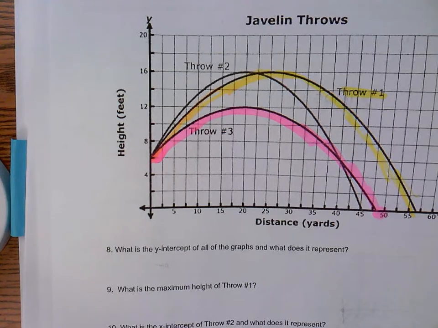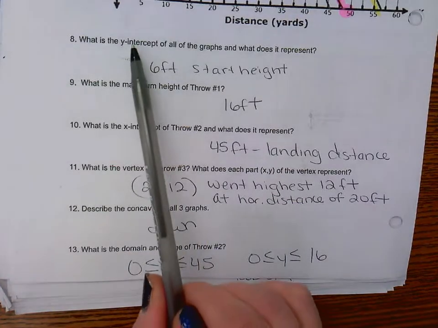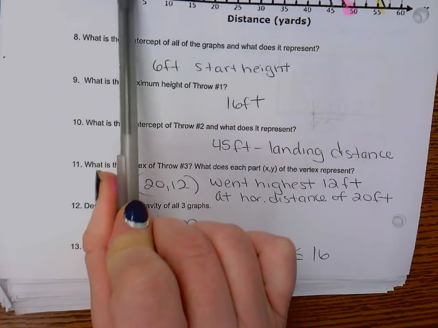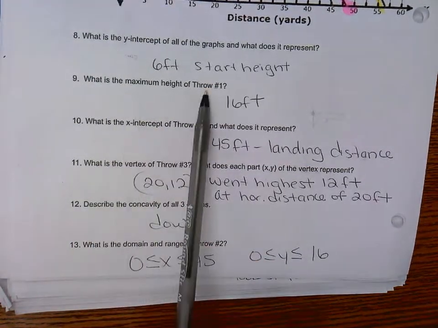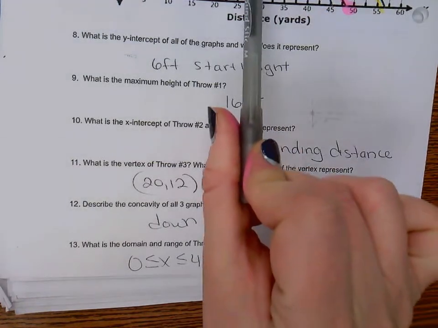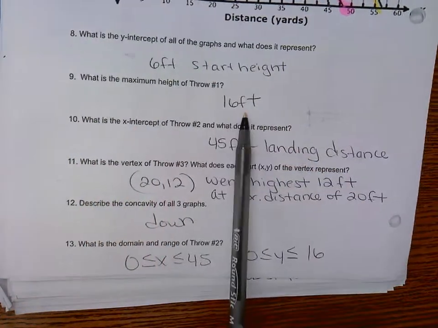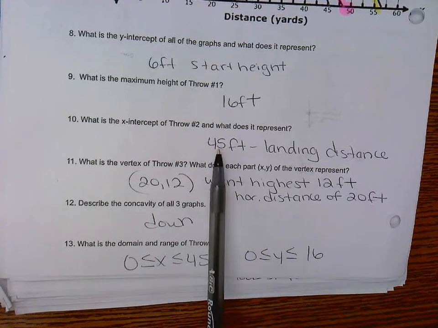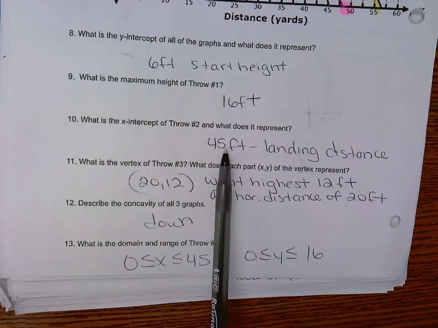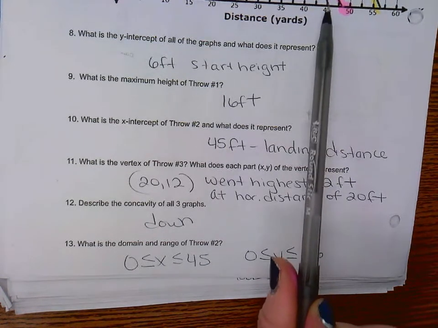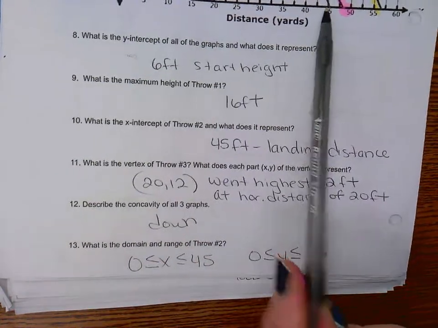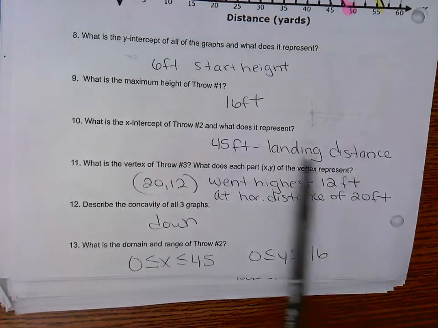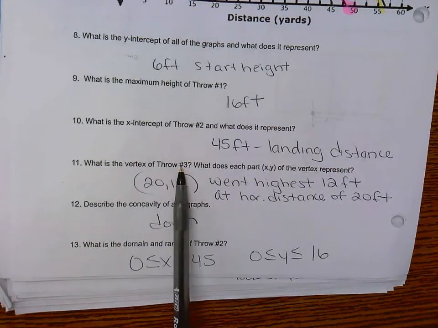We get the y-intercept was the starting height, right? So at time 0, it was thrown from 6 feet. The maximum height of throw 1 appeared to be 16 feet, right, in the air, the highest. Throw 2's x-intercept, it landed at 45, and so it went a total horizontal distance of 45 feet where it landed.